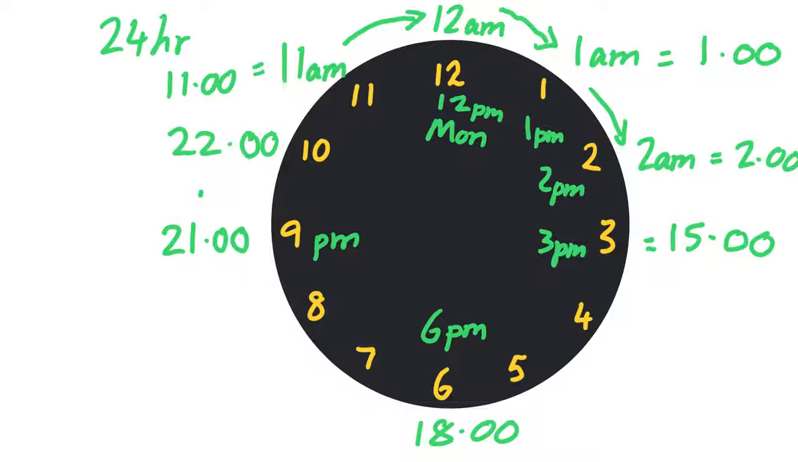Once we get to the very top, we'll start on 0 or 12 a.m. So this is 0 if we're talking in 24-hour time. And then around we go again, and we start again with the 1 a.m. or 1 hour gone by. I hope that helps.